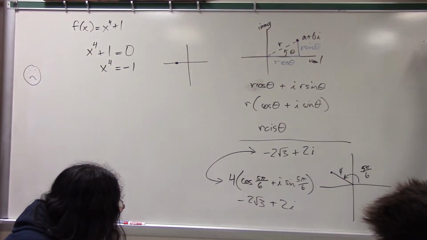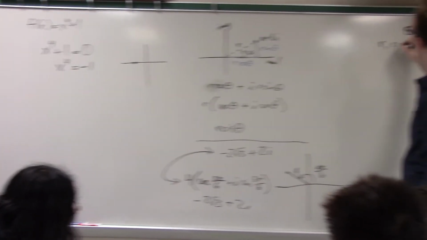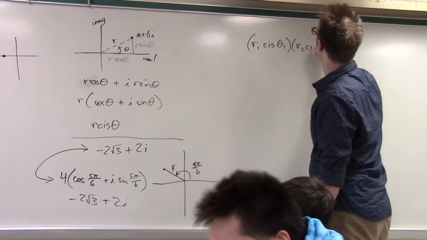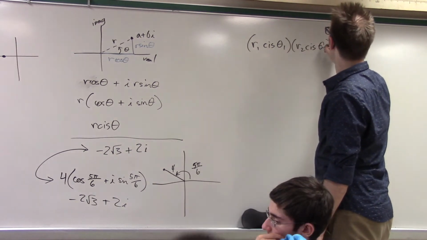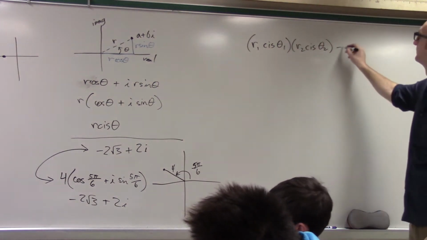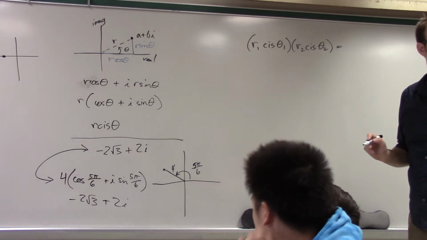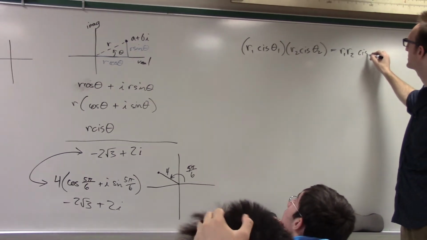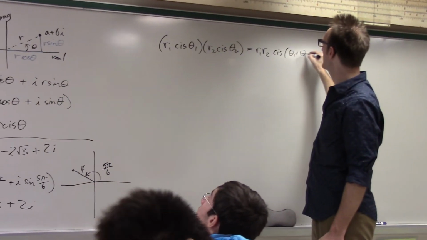Okay, good. So why is this so useful? It's so useful because if you give me a complex number like r1 cis theta 1, and you multiply it by r2 cis theta 2, then really nice things happen. The answer is r1 r2 cis theta 1 plus theta 2.